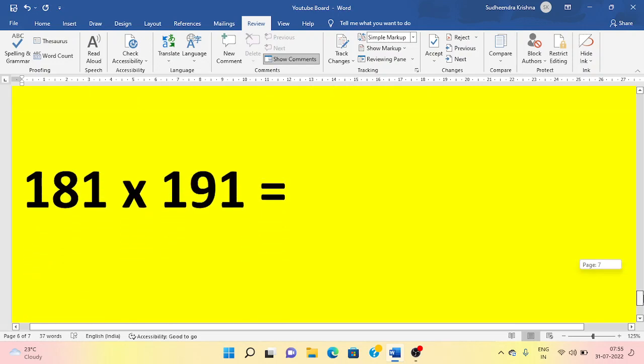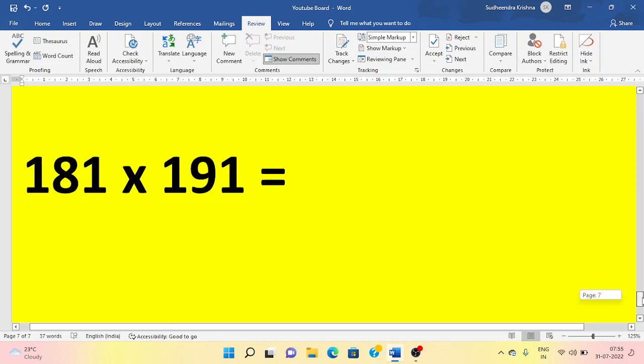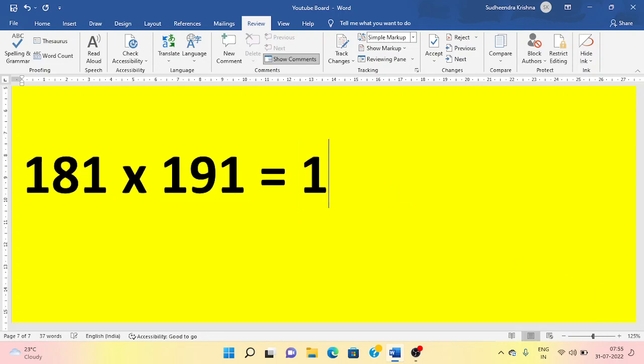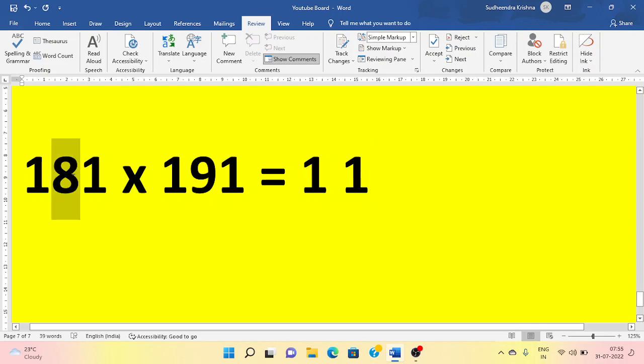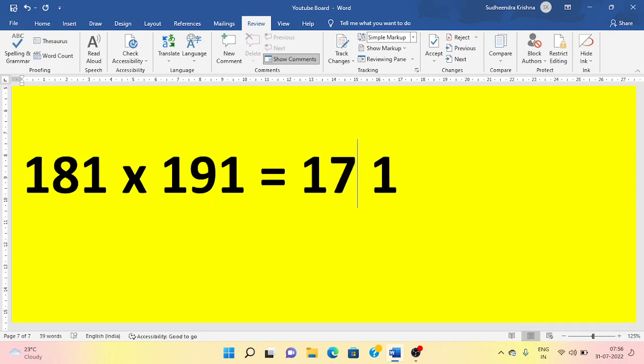Now let us take a last number. 181 into 191. So put 1 and 1. Now in the middle of the first number we have 8. In the middle of the second number we have 9. Add 8 and 9. 8 plus 9 is 17. But 17 is a 2-digit number. So out of 17 you put only 7 and you carry over 1 to the left side. So the left side will become 2. In the same way on the right side also you put 7.